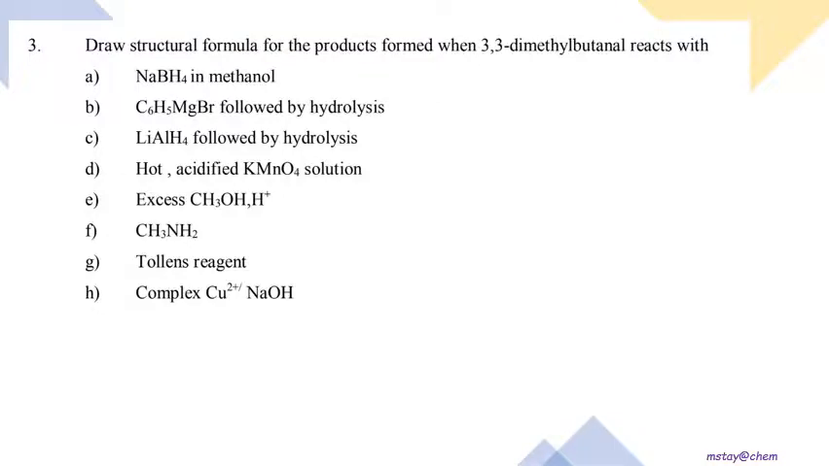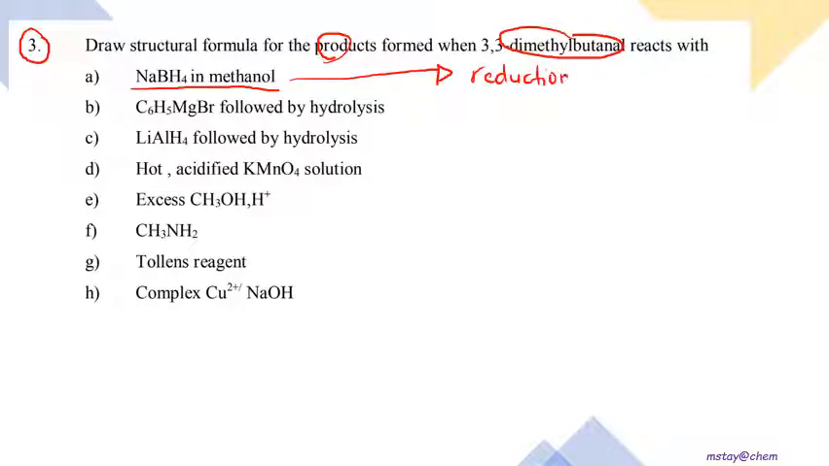Now let's proceed to tutorial question number 3. Draw the structural formula of the product formed when 3,3-dimethylbutanal reacts with sodium borohydride in methanol. Like we just mentioned, once we see this reagent, we know the reaction that happens is reduction. So when we go through the structures, B until H, C are also reducing agents. Both of these are reducing agents, so when 3,3-dimethylbutanal reacts with either reducing agent, they will produce the same product.